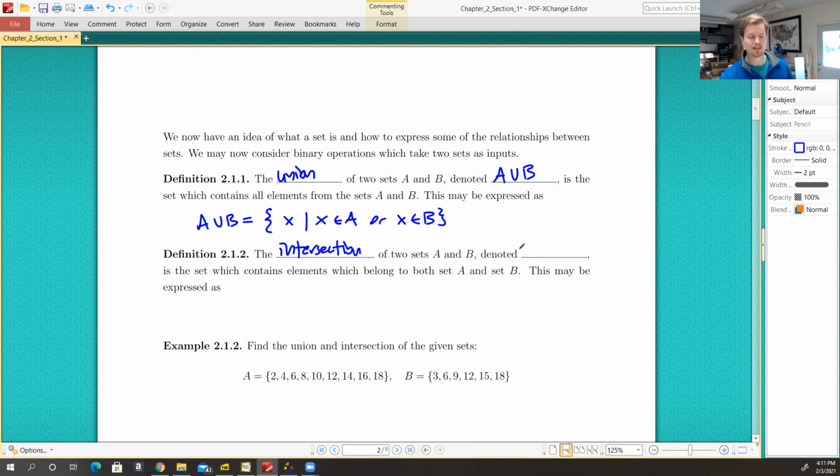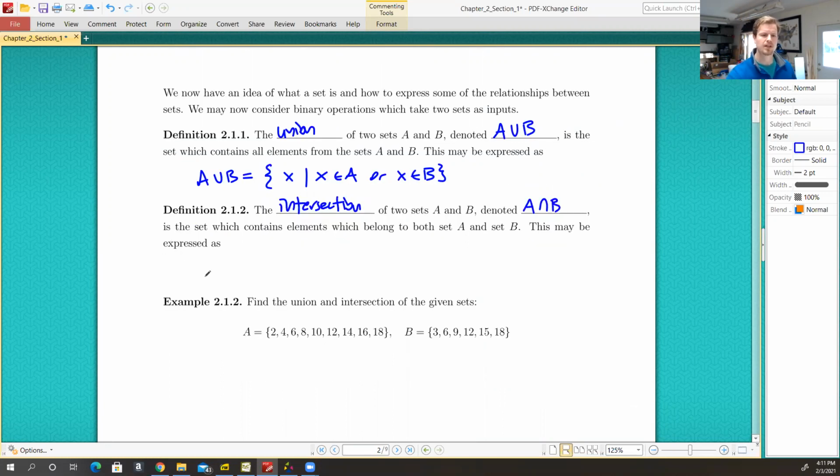All right, we also have the intersection of two sets A and B, which is denoted A intersect B. And we can express that in set builder notation as A intersect B is equal to... Here, the intersection is the elements that belong to both, not one or the other, but both. It has to belong to A and B. So it's the elements X such that X belongs to A and X belongs to B.